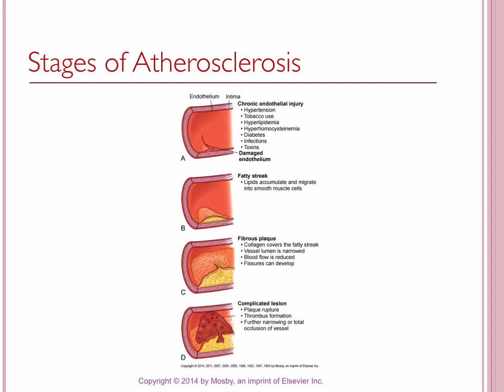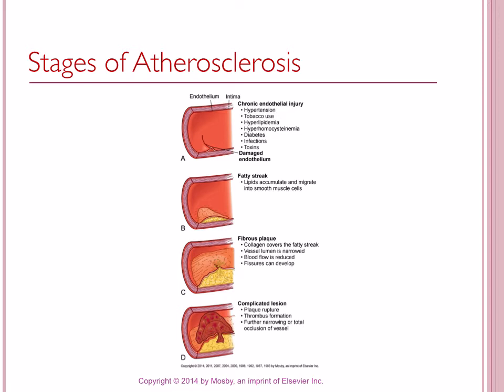In the beginning stages, there is first a chronic endothelial injury due to all these causes: hypertension, tobacco use, etc. When the injury has happened to the lining of the vessel wall, the second stage is that a fatty streak will appear. The fat will accumulate and migrate into the smooth muscle cells of the arterial wall. These fatty streaks are small streaks of fat within the smooth muscle cells, and they have a yellow tinge, filled with lipid.